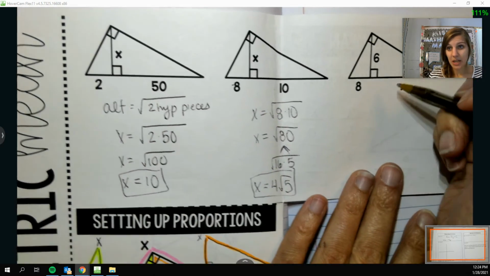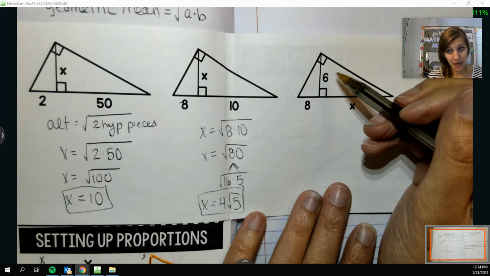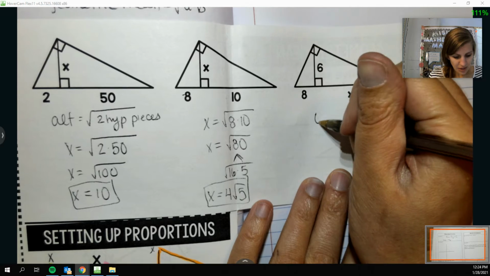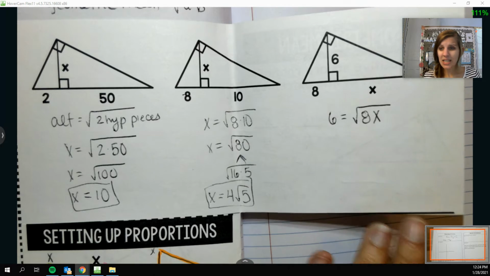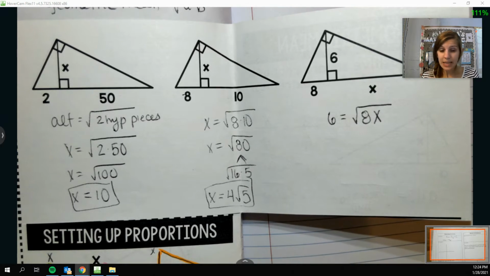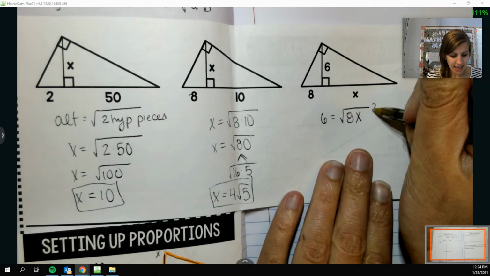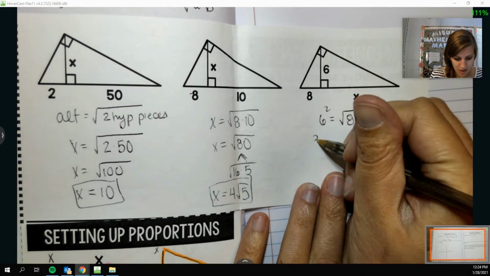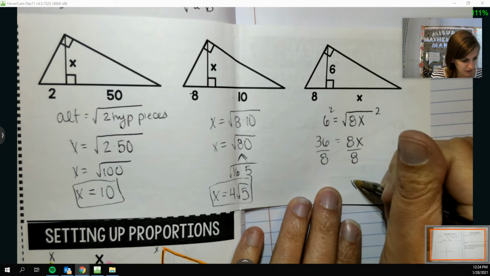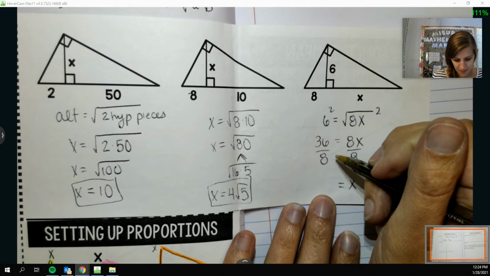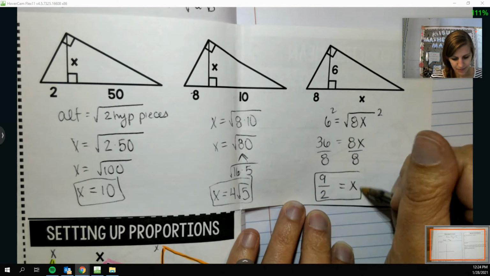And then the last example here is a little different. Even though they label the altitude as a number, I'm still going to set up the same equation. So altitude equals the square root of the two pieces. With this one, I just have to solve. I have to unbury the x. X was already solved for over here. I just needed to simplify what the square root was. In this case, I think I need to actually get rid of the square root. So 36 equals 8x, and then divide by 8, which 8 won't go evenly, but we can reduce. 4 will go into both, 9 over 2, so 4.5.